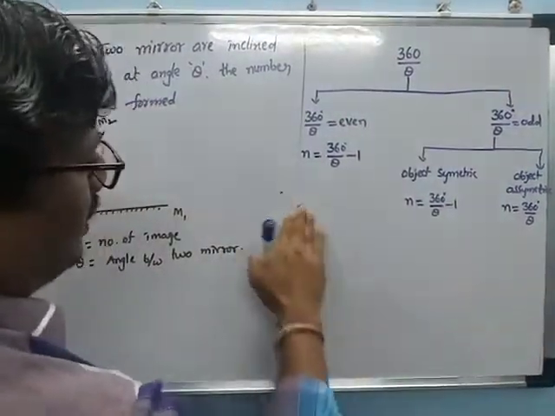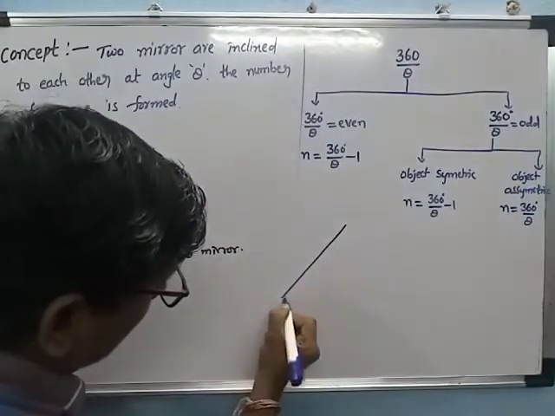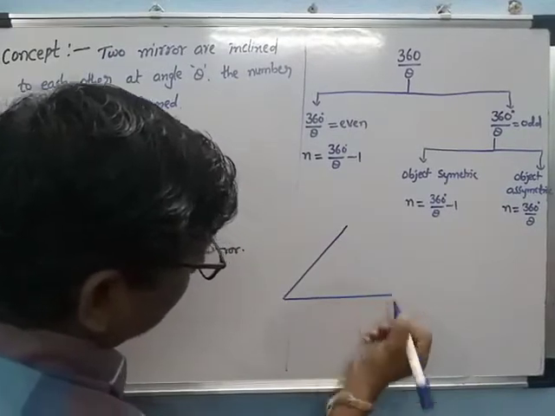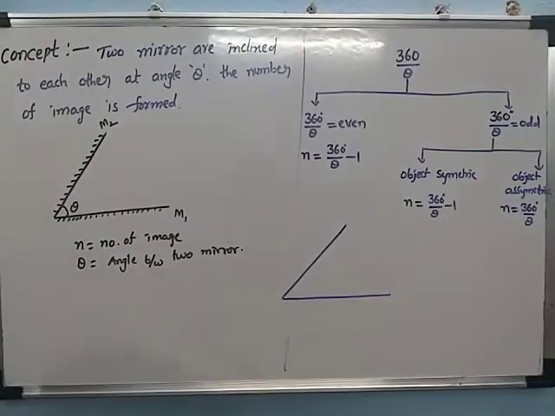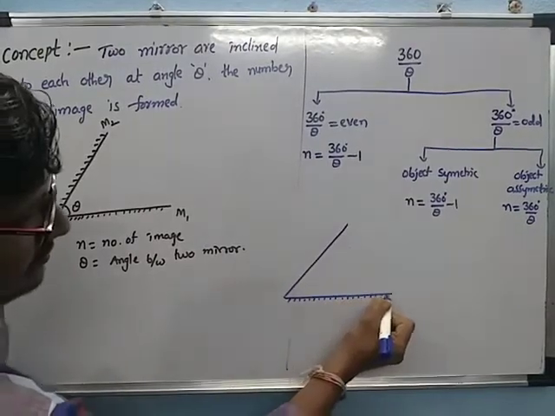The symmetric case is nothing but this. Now here, constructed by the two mirrors, this is the first mirror and this is the second mirror. Now this outer surface can be blocked. See here also.